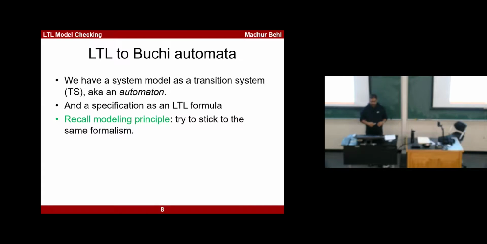So one idea of model checking is, can we bring everything into this world of transition systems, which will become easy for us to reason about their infinite properties. Okay, so we have a system model, which is this automaton. We already know what this is. We have an LTL formula.